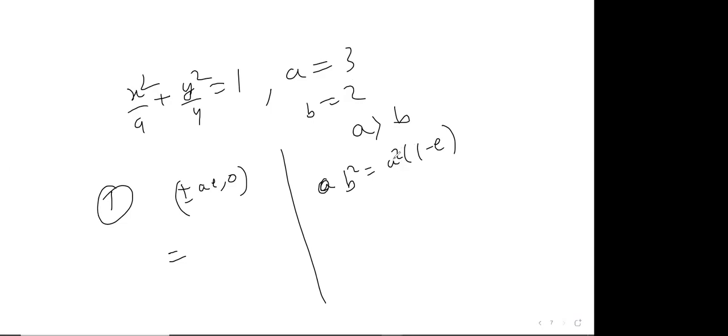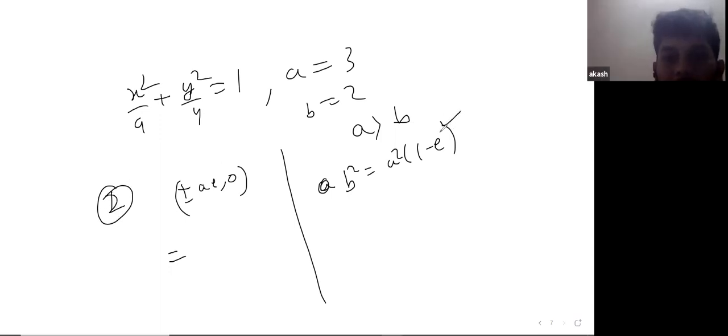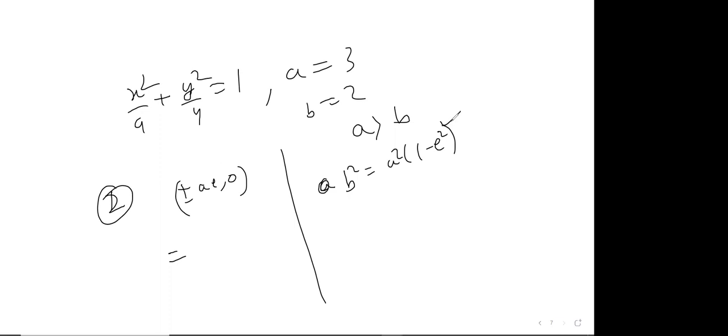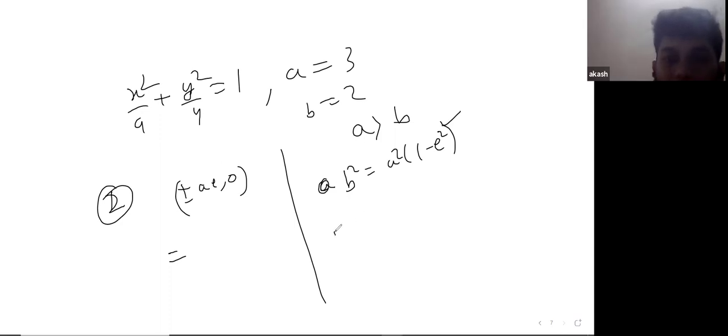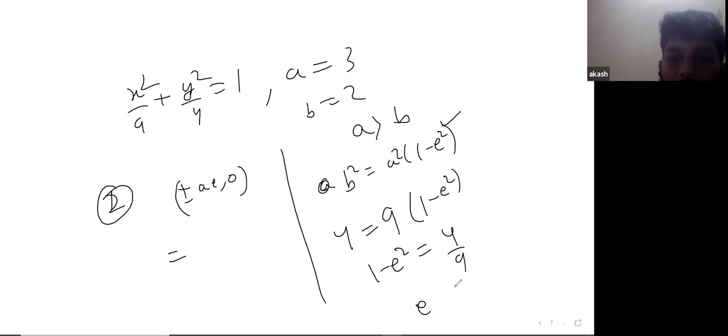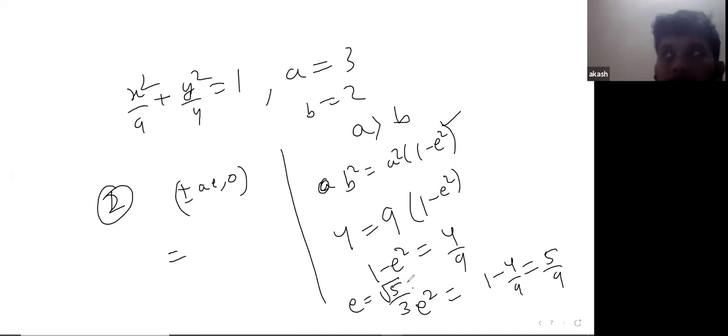First step is to find E. This is E square, sorry. So you are going to use this formula. The value of B is 2, so 4. This is 9. 1 minus E square. So 1 minus E square is 4 upon 9. So E square is 1 minus 4 upon 9. So this is 5 upon 9. So the value of E is root 5 upon 3.